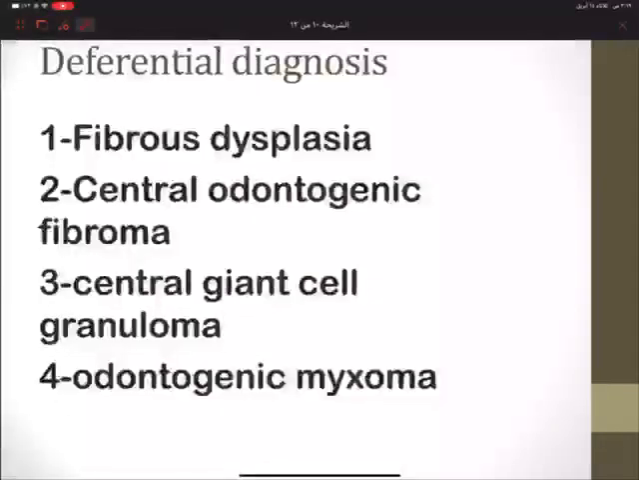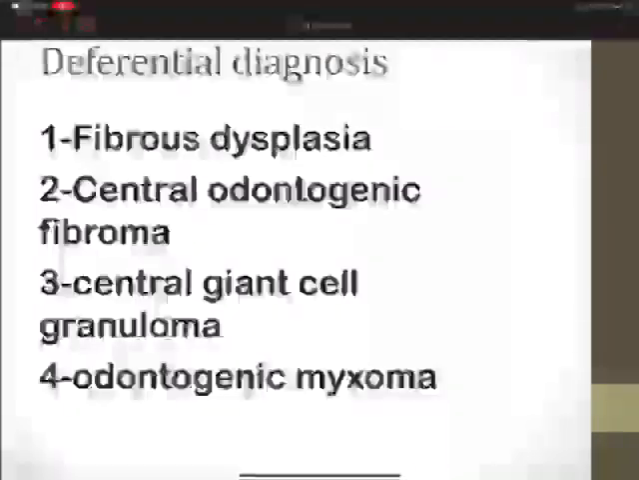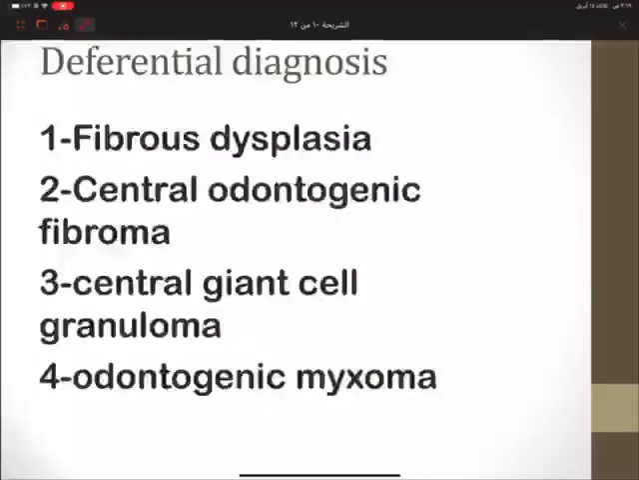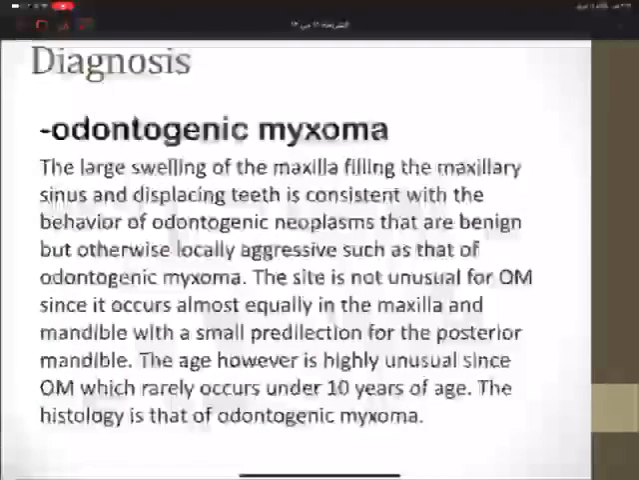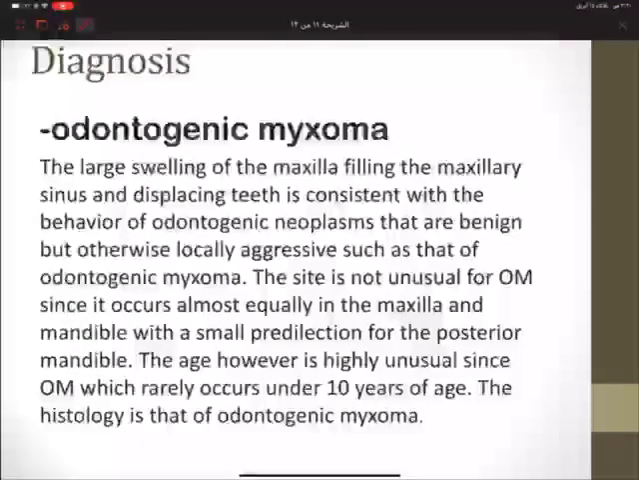Our differential diagnosis. In the first place, we have fibrous dysplasia. Second, we have central odontogenic fibroma. Third, we have central giant cell granuloma. Lastly, we have our diagnosis, odontogenic myxoma. Sorry, Doctor. The diagnosis was odontogenic myxoma.